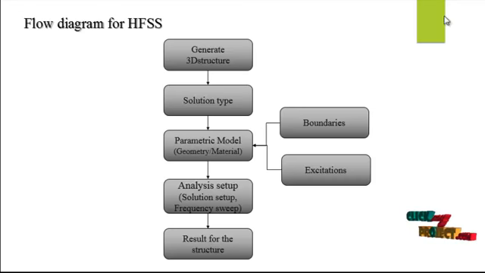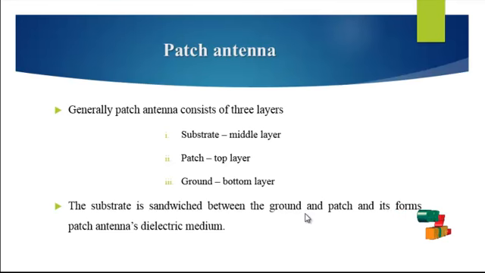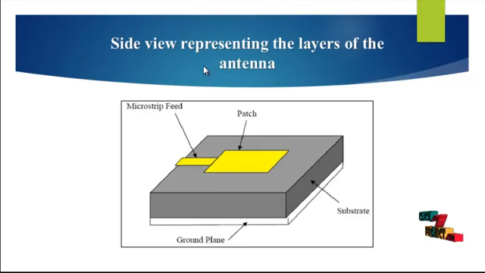Here we use a parametric model like a sandwich-type patch antenna. Generally, a patch antenna consists of 3 layers: substrate, patch, and ground. The substrate is the middle layer, the patch is the top layer, and the ground is the bottom layer. The substrate is sandwiched between the ground and patch, and forms the dielectric medium of the patch antenna. This is the side view representing the layers of the antenna: the patch, the ground, and the substrate. These are the basic concepts of the antenna substrate.